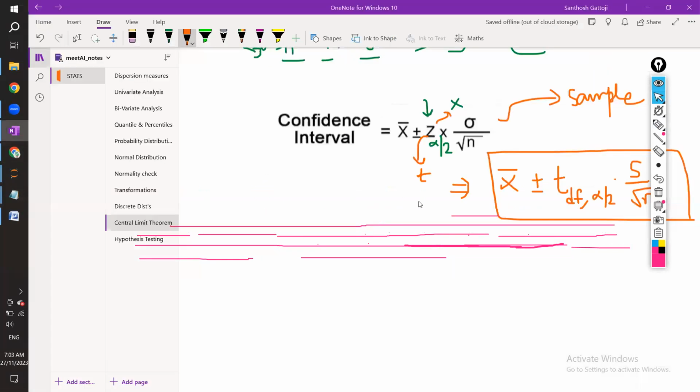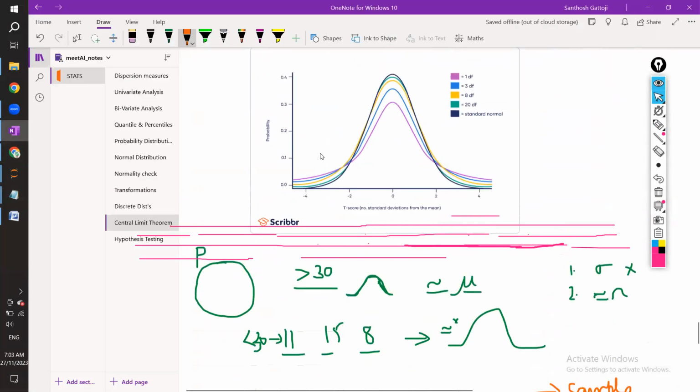Okay, so see here. Same thing is happening over here. In this distribution, as the sample size is falling, observe here, guys. From 20, if you go to 1, that means when the sample size is falling, 20 is what? Here, this is 20. This is 3. This is 8. This is 1.